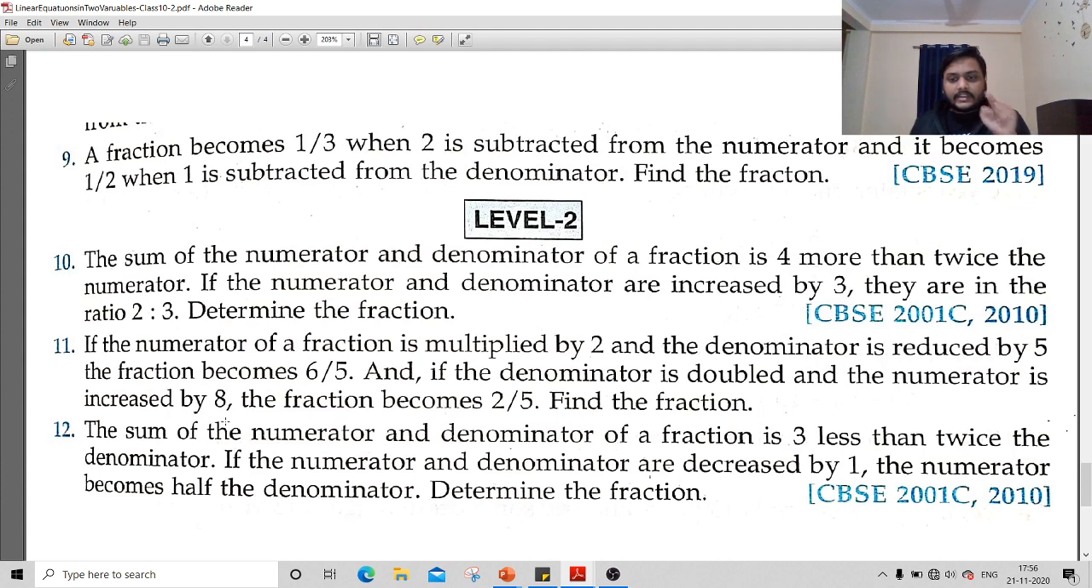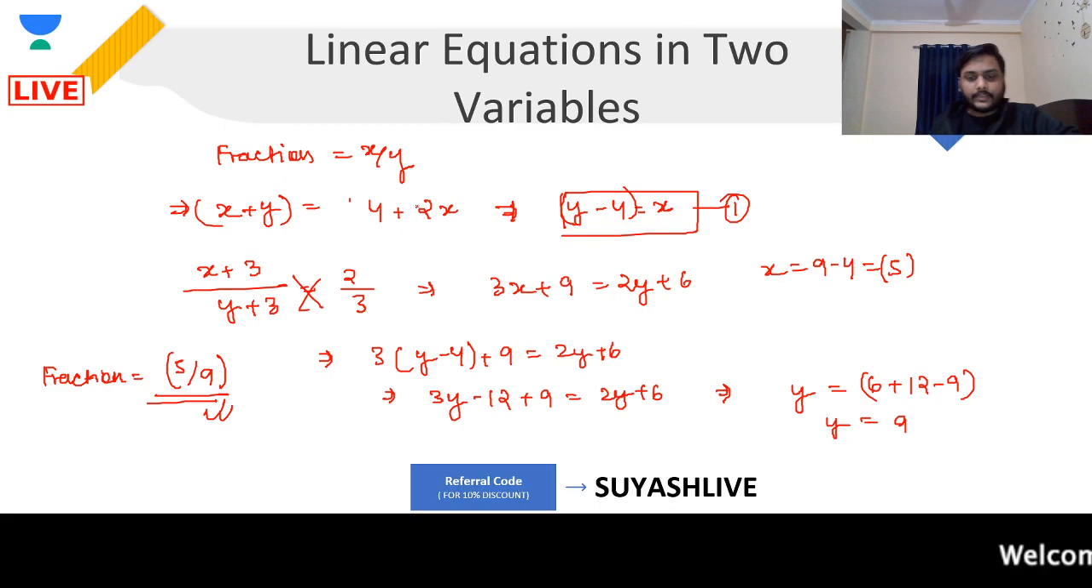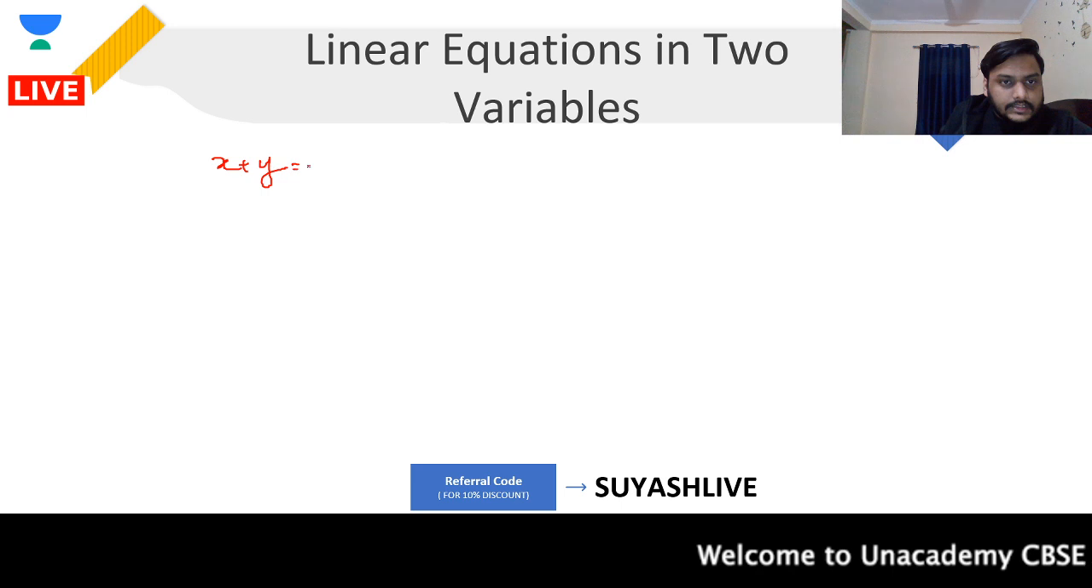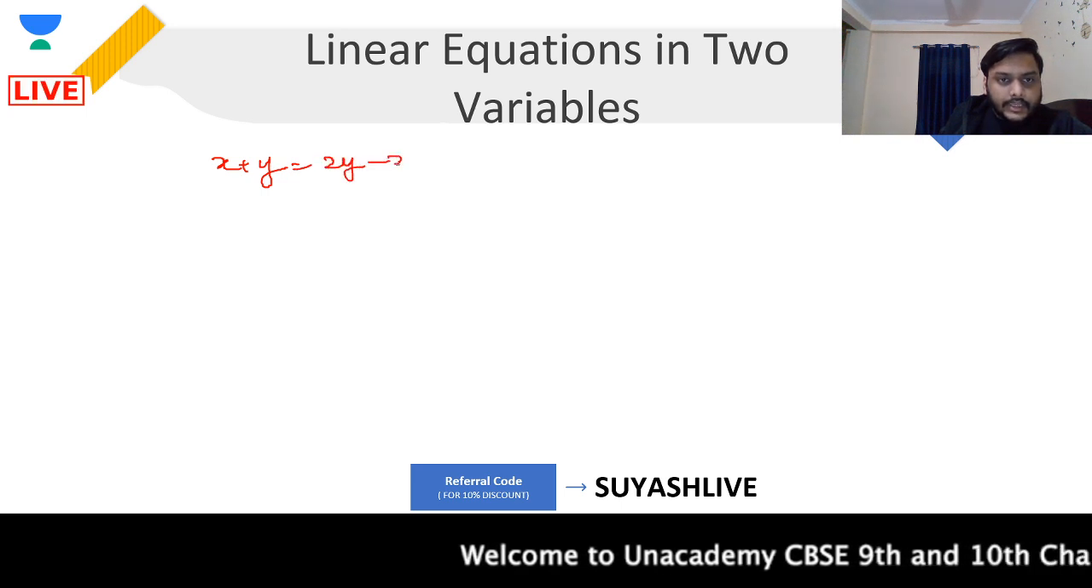Now, if the numerator and denominator are decreased by 1, which means x minus 1 upon y minus 1, then the numerator becomes half the denominator. It's a good one. ध्यान से देखो, understand this, guys. So I'm writing the first equation that x plus y is 2y minus 3. This is my first equation. That's what I'm writing over here. So x plus y is equal to 2y minus 3.